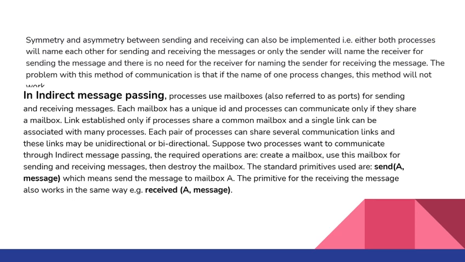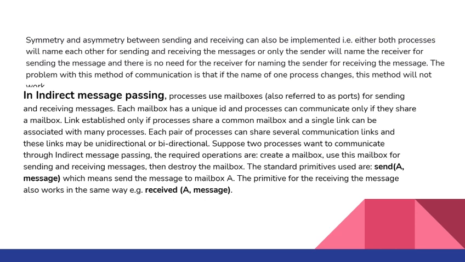The problem with this method of communication is that if the name of one process changes, this method will not work. Indirect message passing: processes use mailboxes for sending and receiving messages. Each mailbox has a unique ID, and processes can communicate only if they share a mailbox. A link is established only if processes share a common mailbox, and a single link can be associated with many processes. Each pair of processes can share several communication links, and these links may be unidirectional or bidirectional.